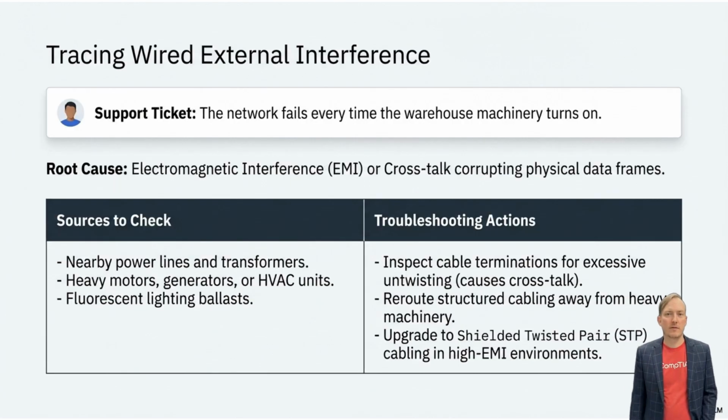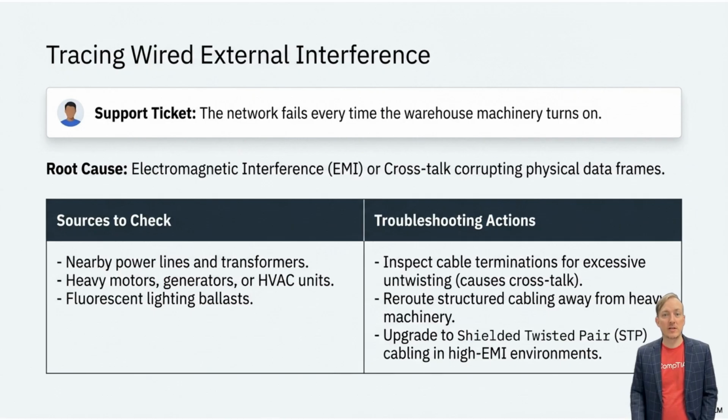What if the network fails every time the warehouse machinery turns on? The root cause is electromagnetic interference, or EMI, or crosstalk corrupting the physical data frames. Check sources like nearby power lines, transformers, heavy motors, generators, HVAC units, or fluorescent lighting ballasts.